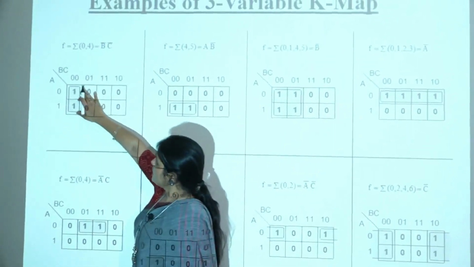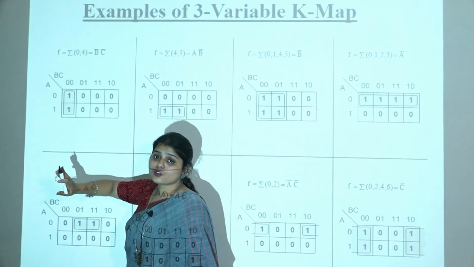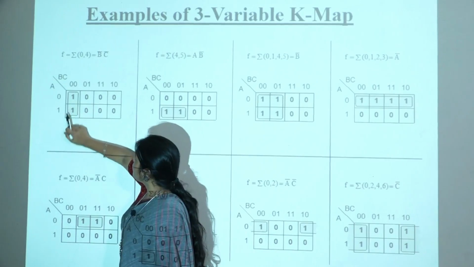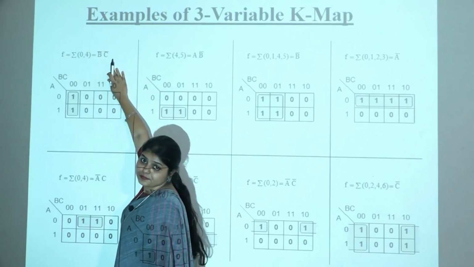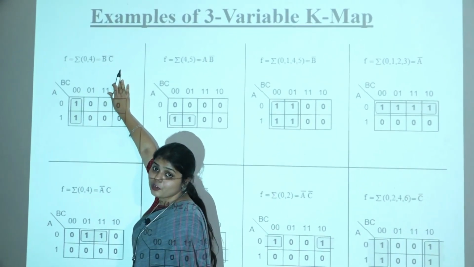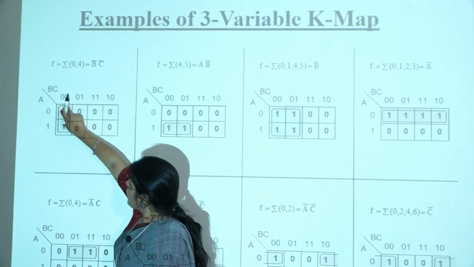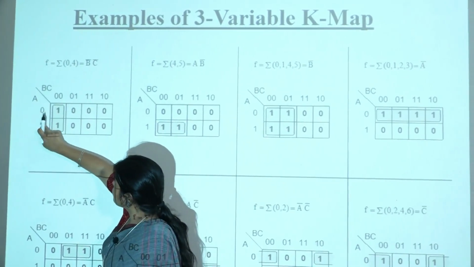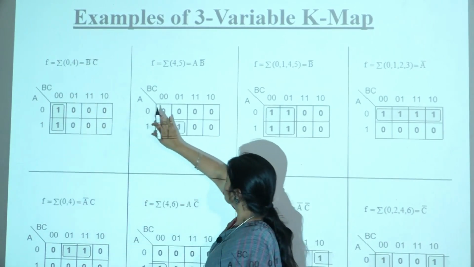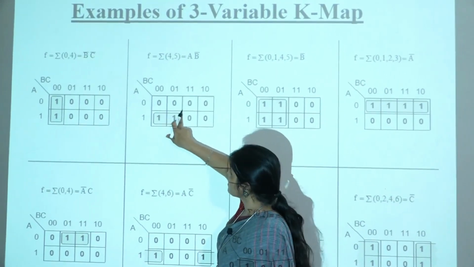I will just go for this group. Only one grouping is possible. And what would be the result of this group? The A and A bar will be crossed out and the output of this group will be B bar, C bar. So summation of 0, 4 is equal to B bar, C bar. How did I get that? 0 and 4 min terms are placed. As this is grouped, A and A bar get crossed, and the result will be B bar, C bar. Now let's look into the second one, 4 and 5th cell. This is grouped this way.